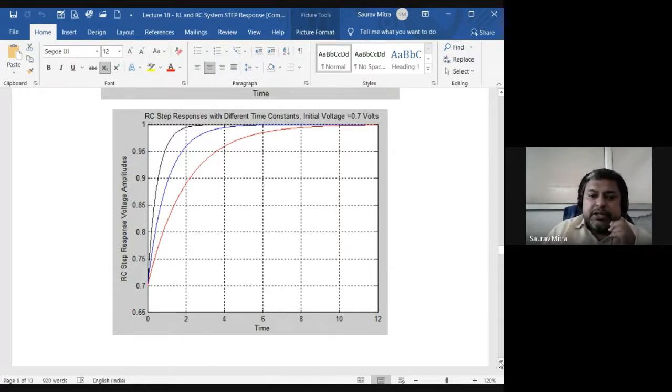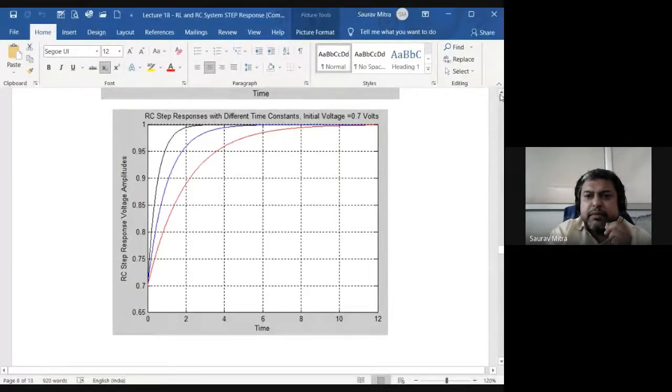What is the initial voltage in this case? For all the three graphs, initial voltage is the same. How much is that? Look at the Y-axis, where is the graph starting from? How much is the voltage? Is it 0 or is it 0.7? 0.7, sir. Is it understandable? So it is not starting from 0.